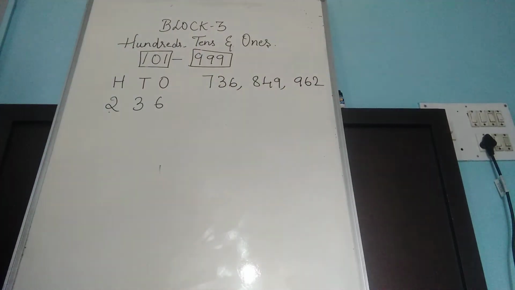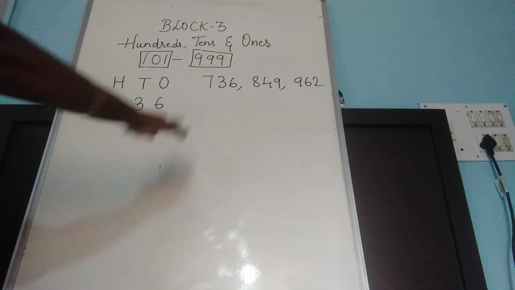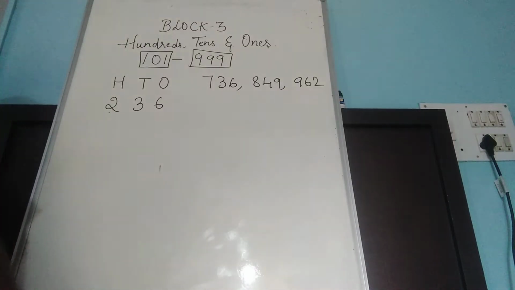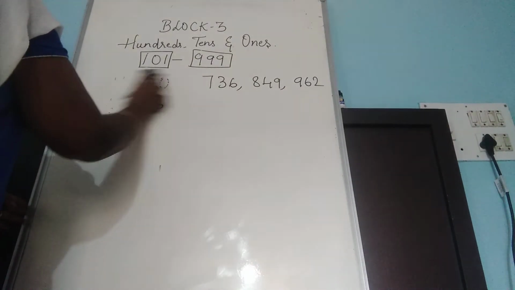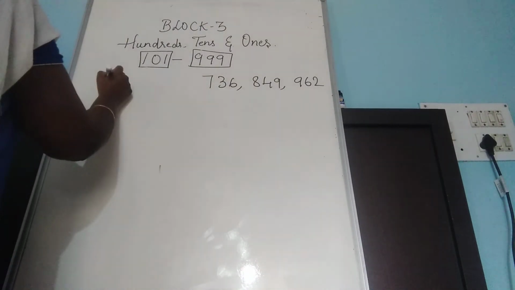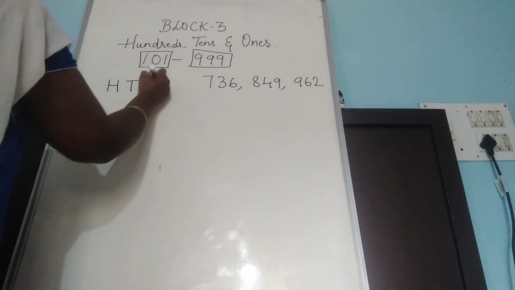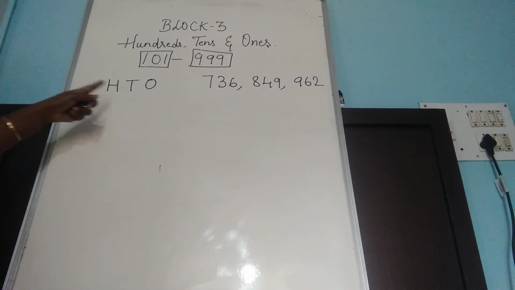849, 962. These are the numbers. How do we represent them? All these are 3 digit numbers. So let's write the place value chart. This is my place value chart for a 3 digit number, HTO.